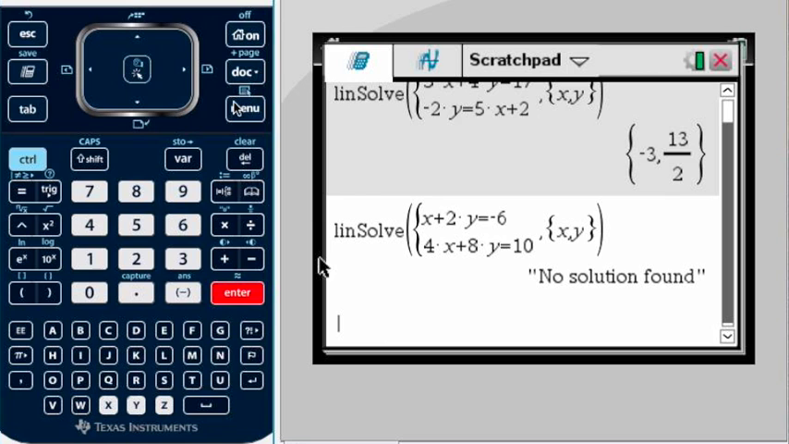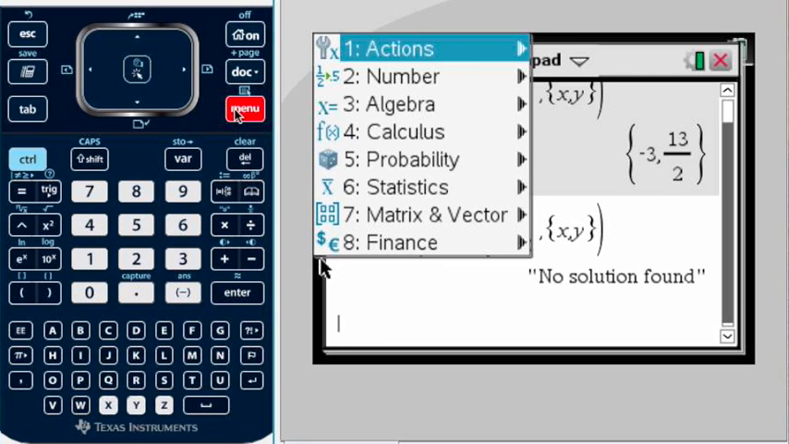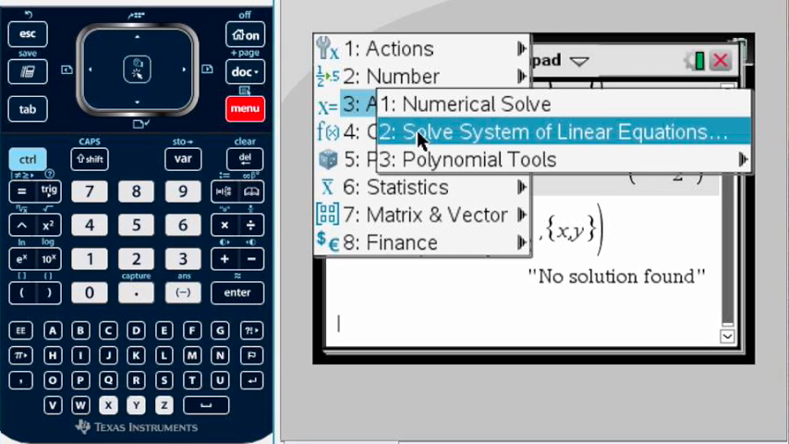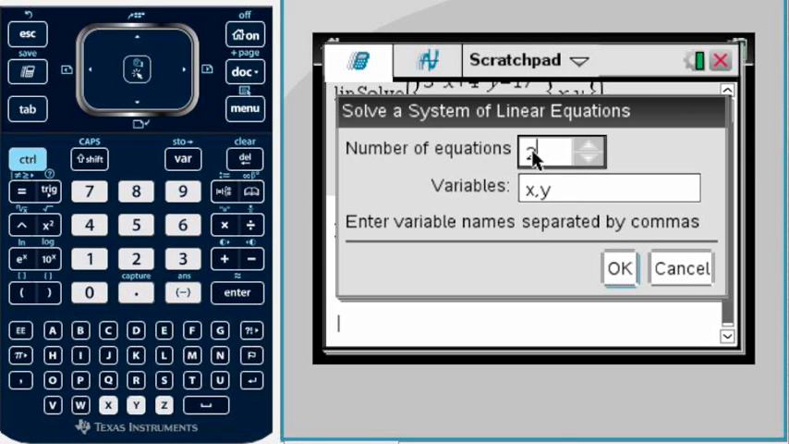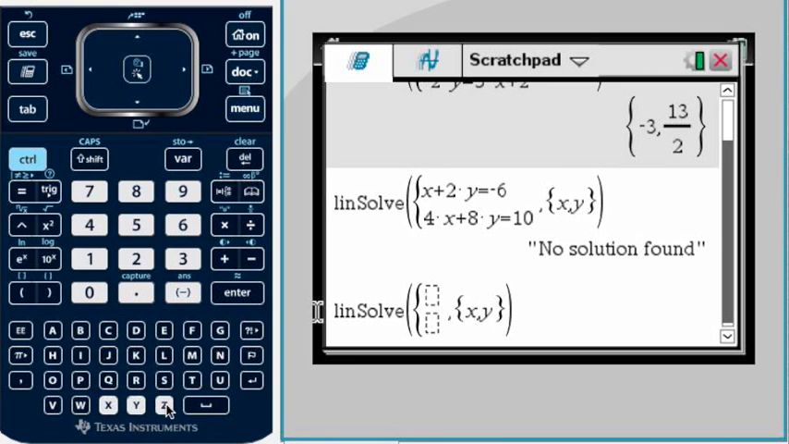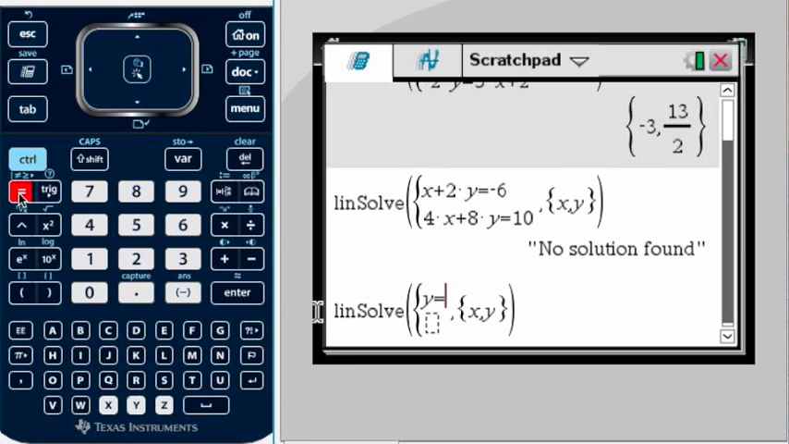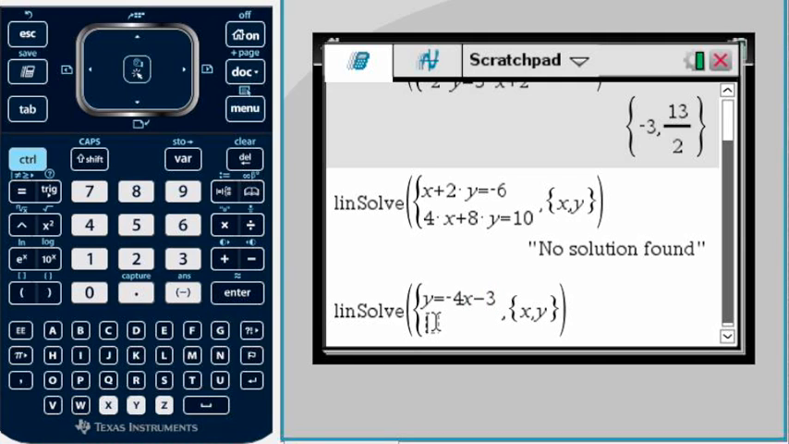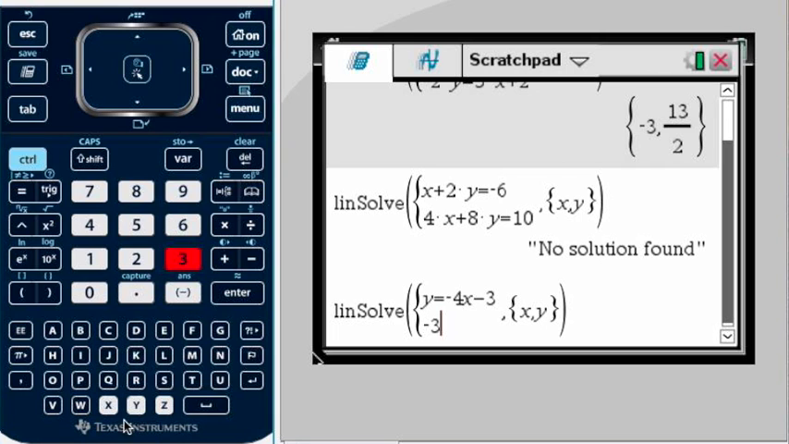I want to do one more example. So we're going to go with this again. Menu, algebra, solve system of linear equations. 2 equations, variables x and y. And now I'm going to use y equals negative 4x minus 3. And my second equation is going to be negative 3y equals 12x plus 9.